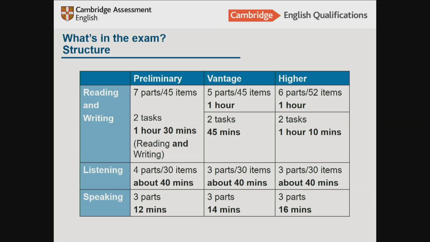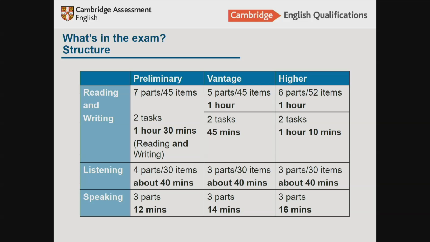But for the Vantage and the higher exams, we've split those into 2 separate papers. And that's really because these exams are at a higher level, and therefore more time needs to be taken on the reading and writing papers in order to pass these exams.